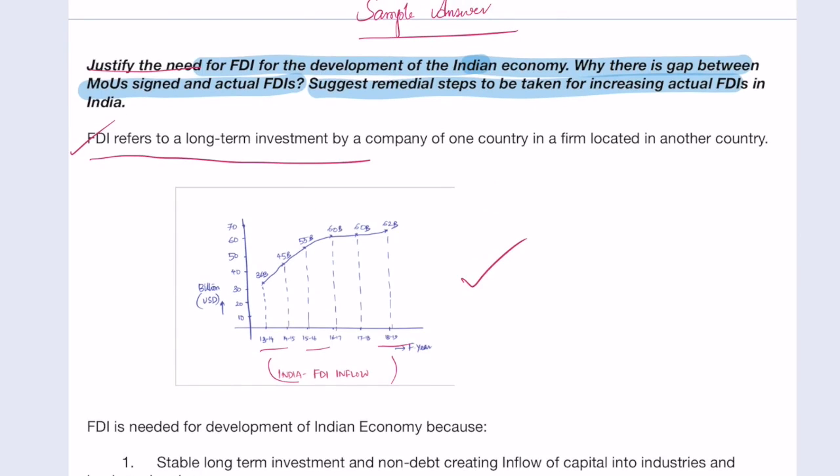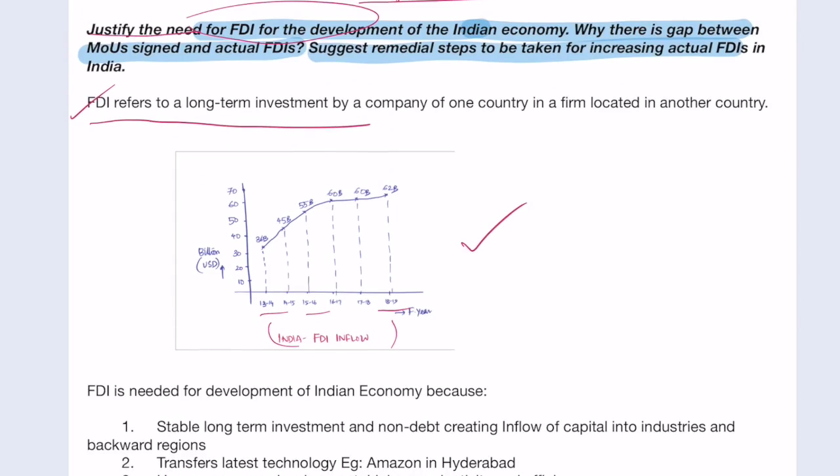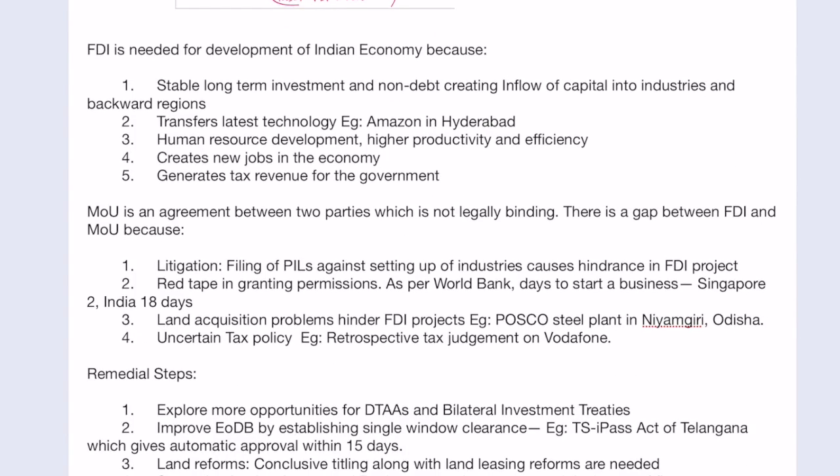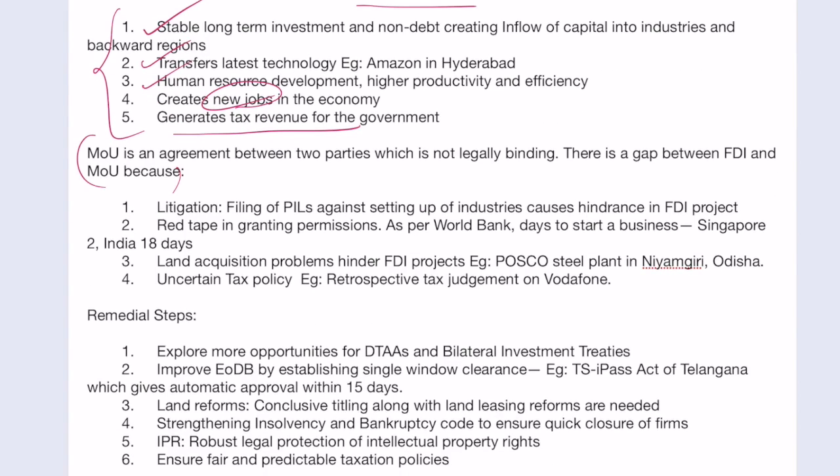Next, we tackle the first part of the question, that is justifying the need of FDI for development of the Indian economy. So you add various points under different dimensions. So you add why FDI is a specific stable long-term investment, there is technology transfer, human resource development, creation of jobs, tax revenues, etc. So this essentially answers the first part of the question. Next, under the separate second subheading, you discuss and define what an MOU means. Then you list out reasons why there is a gap between FDI and MOU.